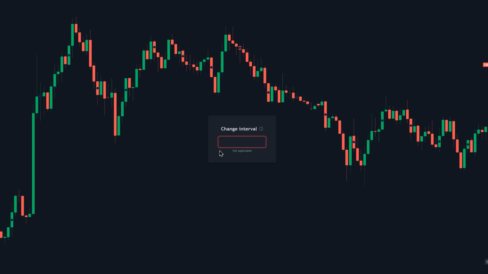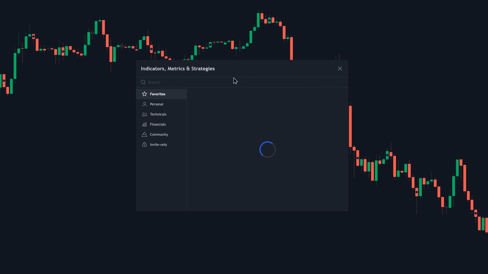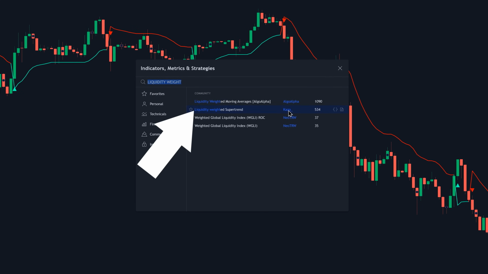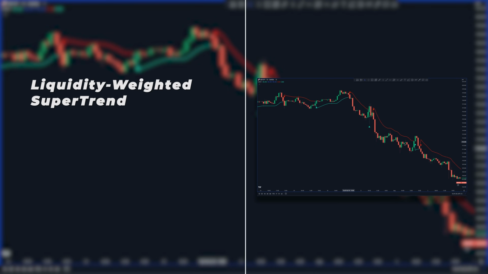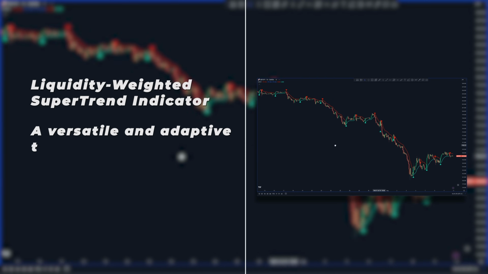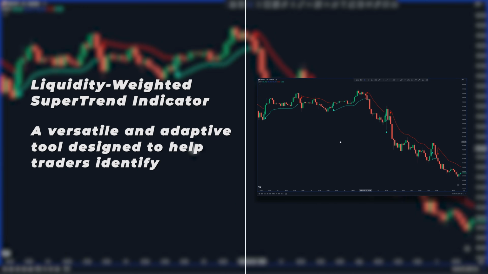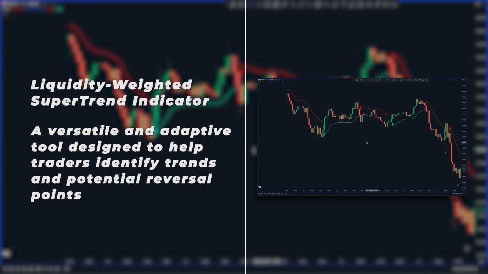Next, you want to click on Indicators and then type in Liquidity-Weighted SuperTrend, and it's going to be this one by Kazo_. The Liquidity-Weighted SuperTrend Indicator is a versatile and adaptive tool designed to help traders identify trends as well as potential reversal points in the market.